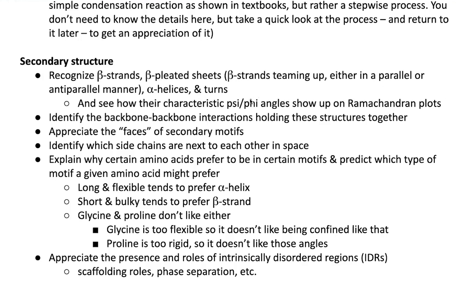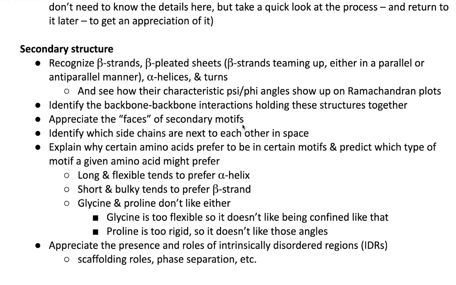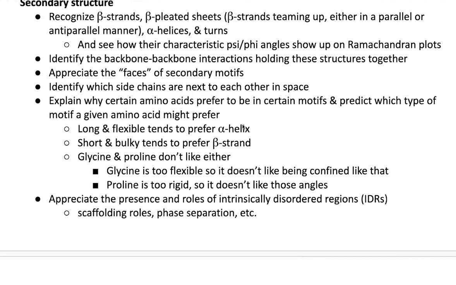See how their characteristic phi and psi angles show up on Ramachandran plots, as we were talking about before, and identify those backbone interactions that are holding those structures together. So see which, okay, well, I have this amino acid, which one is it going to actually be bonding to? And so count how many farther away, and you'll see that although they're not direct, the ones that are close to each other in the 3D space might not actually be close together in the sequence.